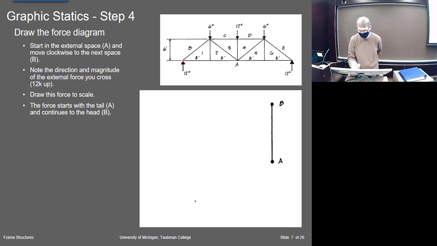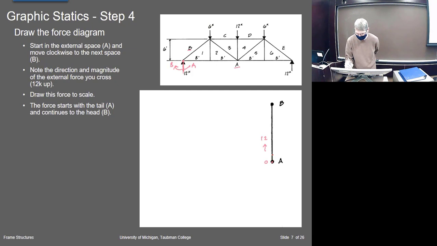The force, just like the other members, is defined by the spaces on either side of it. So this force here, we've got A and we've got B on either side of it. If I cross from here to here, I'm going from A to B. So that force we'll call AB, and it goes from A. So I'll start this as my 0 point, and it goes upward. The vector is an upward vector of 12.